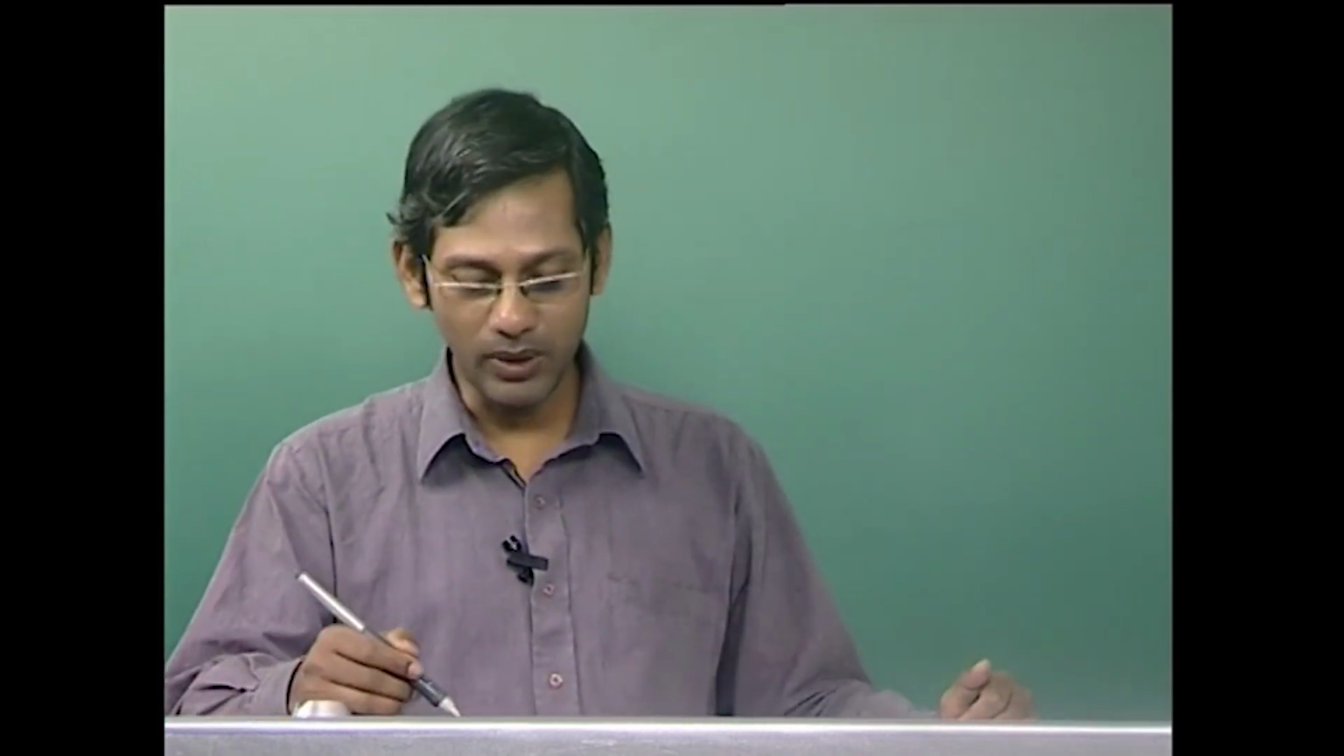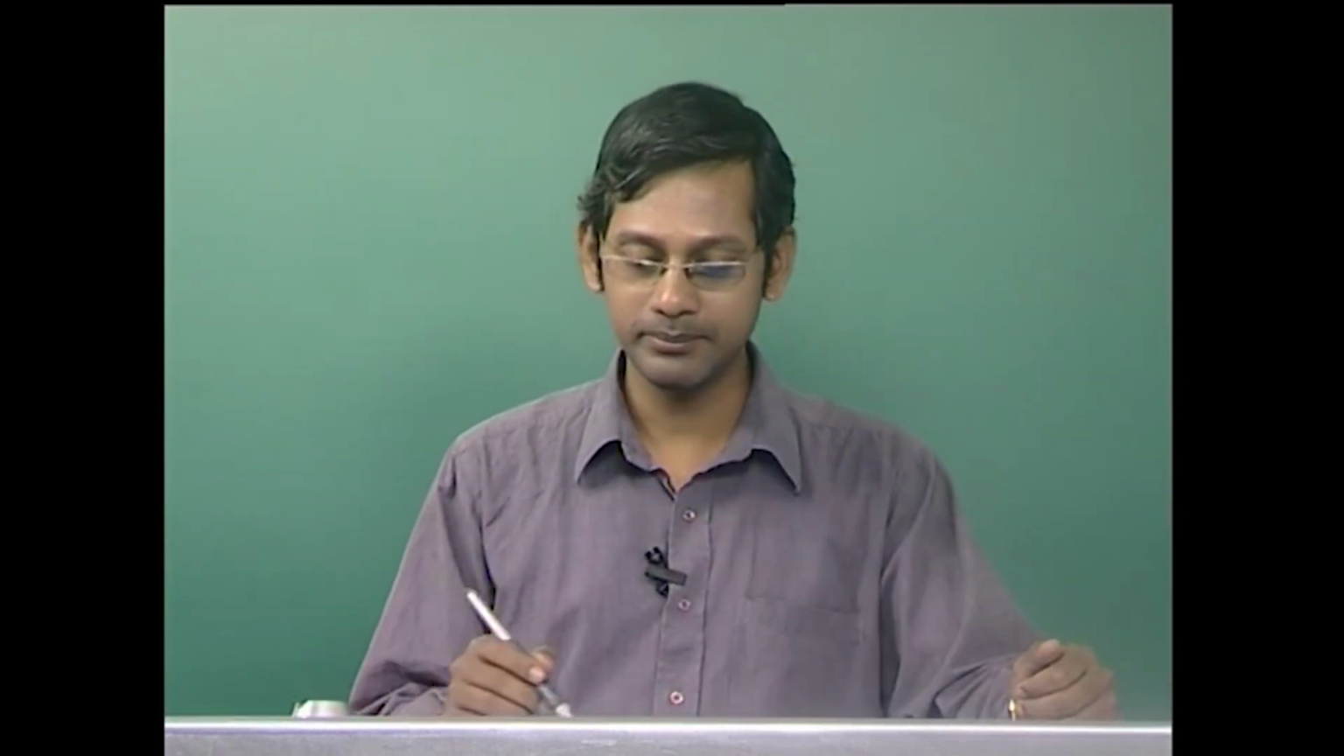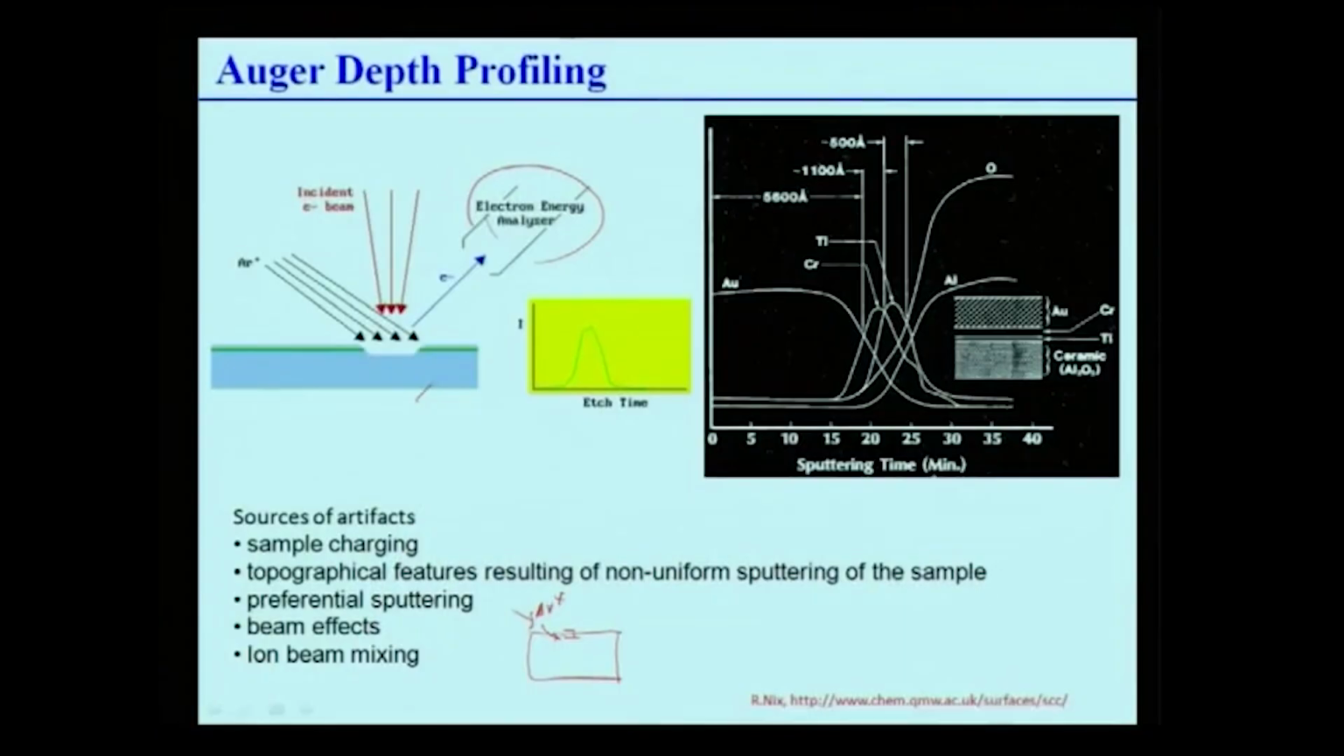So this is one plot which is showing sputtering time versus intensity. As you see here, you have the aluminum concentration; gold concentration decreases, aluminum concentration increases, oxygen concentration increases, titanium. So you have chromium, titanium, gold, aluminum, oxygen.